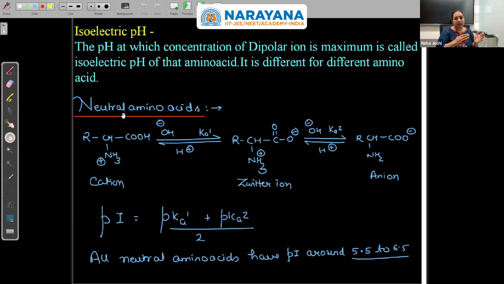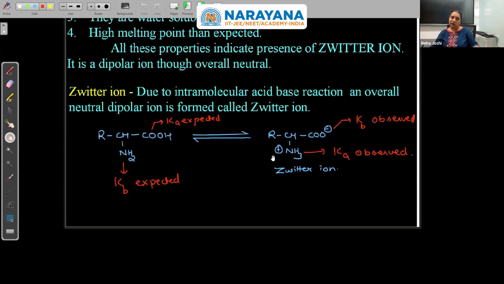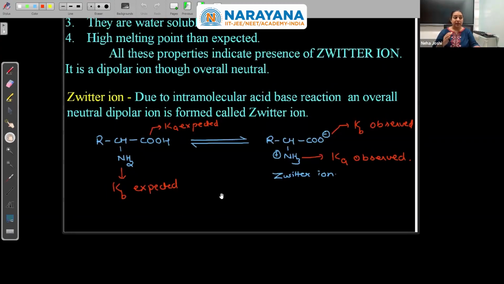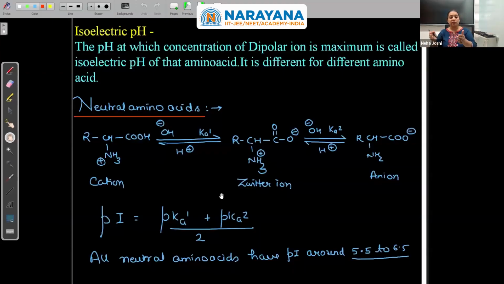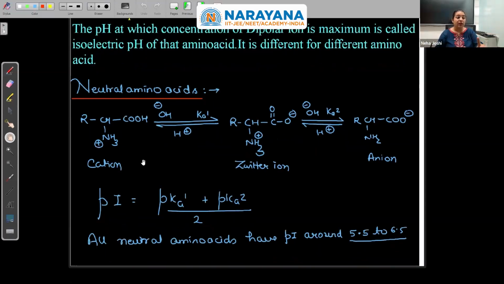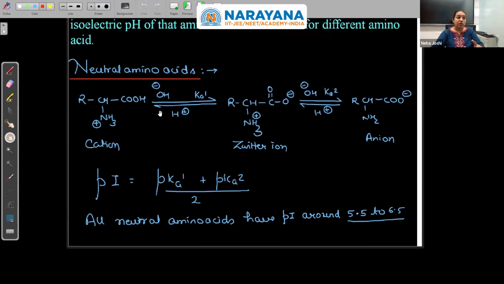Now what happens is that the different forms of amino acid, like the neutral and the ionic, will be in equilibrium. Yes, but further they will be in different forms based on the pH of the medium. The pH at which the concentration of the dipolar ion is maximum is called the isoelectric pH of that amino acid. And of course, it will be different for different amino acids because they have different K1, K2. Now, learn how to find the isoelectric pH of an amino acid.